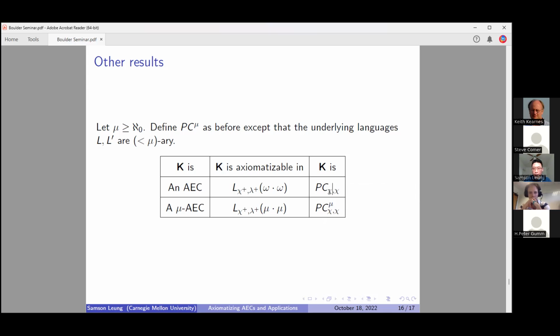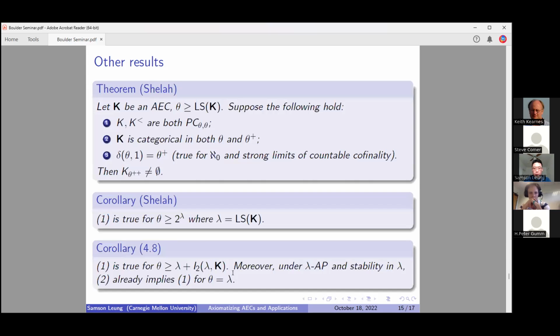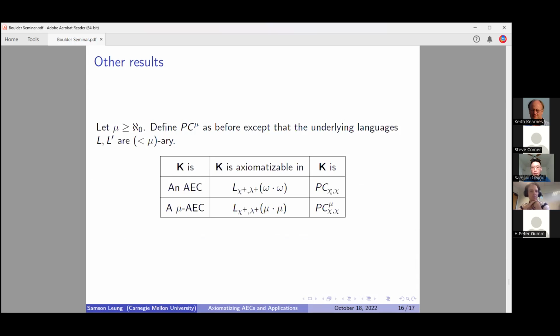And what about this chi here? It seems it's not changing. Well, chi is this cardinal here, which depends on lambda. Lambda is LSK. If you look at the definition of LSK for mu AECs, this cardinal is sensitive to mu. Usually if you have a bigger mu, then lambda is also bigger. So it's swept under the rug with the notion of LSK. So I don't need to change anything. I just keep this chi and this lambda here.